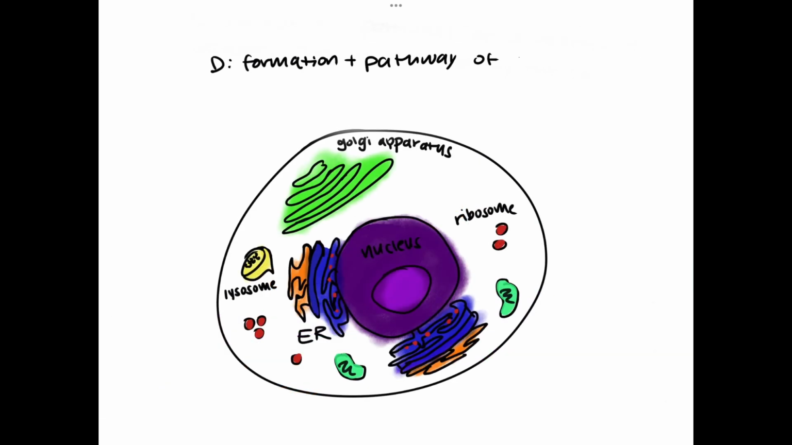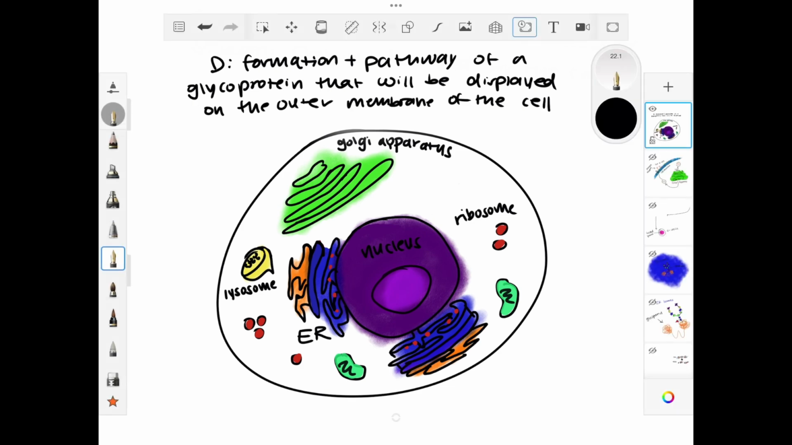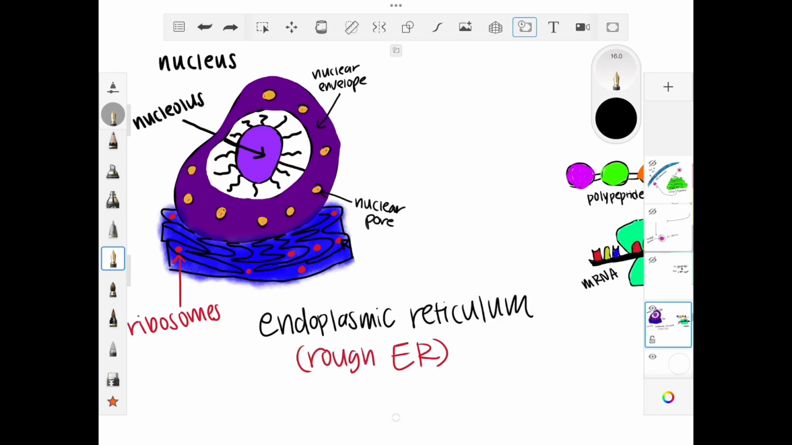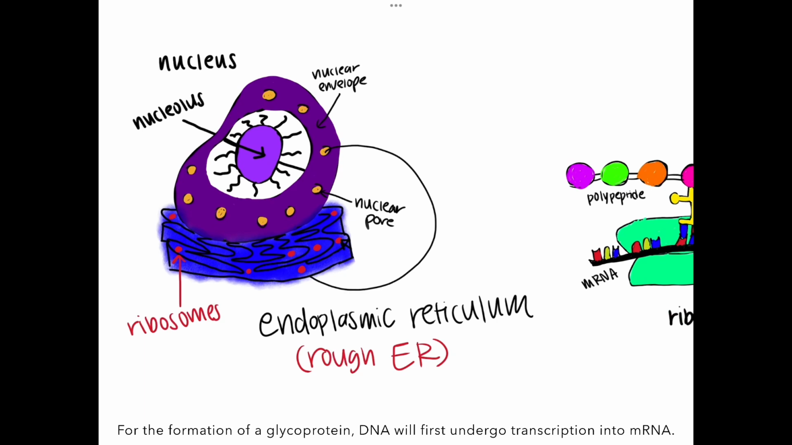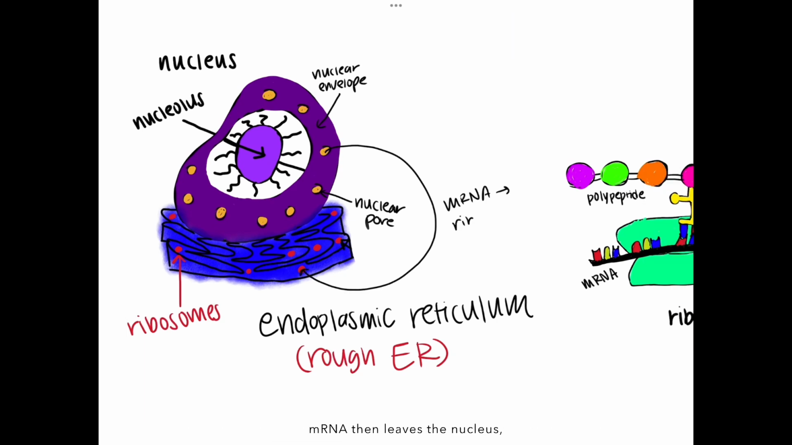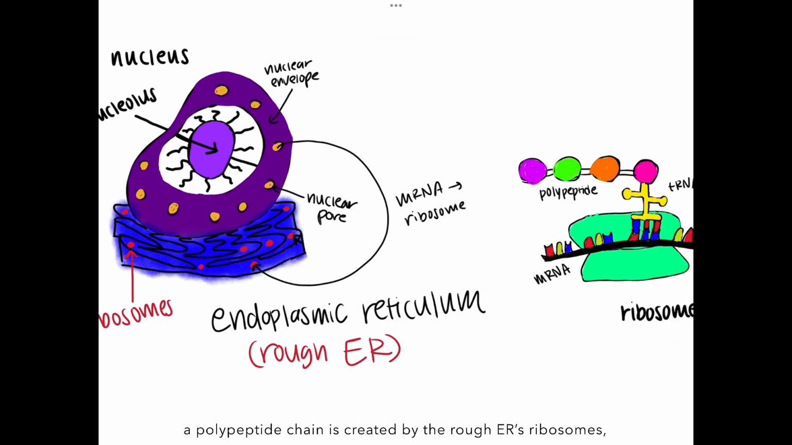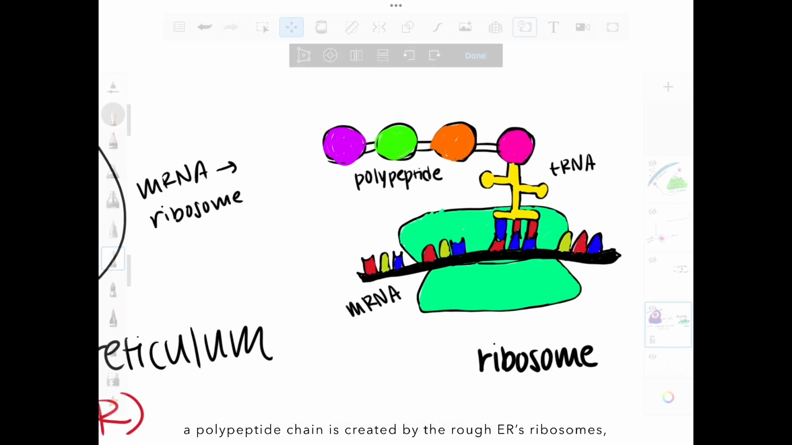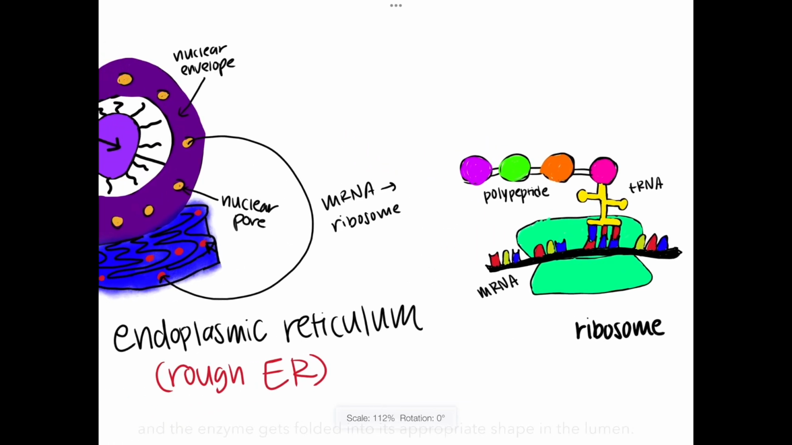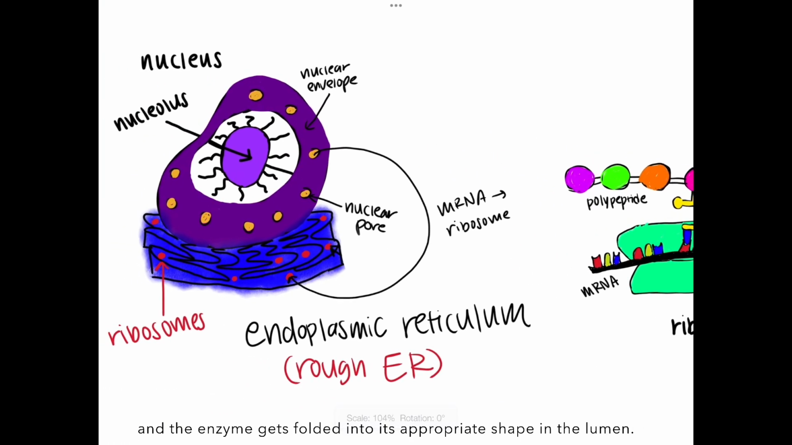Finally, we have the formation and pathway of a glycoprotein displayed on the outside of the cell. For the formation of a glycoprotein, DNA will first undergo transcription into mRNA. mRNA will leave the nucleus, and a polypeptide will be created by the rough ER's ribosomes. Then the enzyme will be folded into its appropriate shape in the lumen.